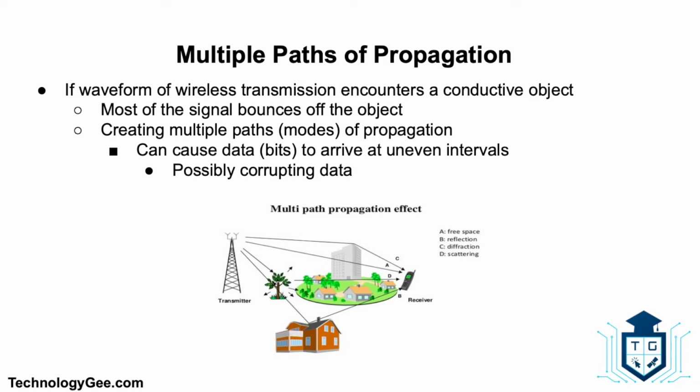Then we have multiple paths of propagation. An electromagnetic waveform cannot pass through a perfect conductor. Admittedly, perfect conductors do not exist in most office environments. However, very good conductors, such as metal file cabinets, are commonplace in offices. As a result, if the waveform of a wireless transmission encounters one of these conductive objects, most of the signal bounces off the object, creating multiple paths or modes of propagation. These multiple modes of propagation can cause data, specifically bits, to arrive at uneven intervals, which possibly can cause data corruption. This problem is similar to multi-mode delay distortion, which is seen in multi-mode fiber optic cabling.